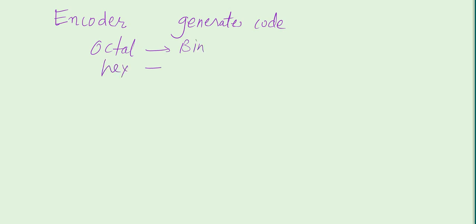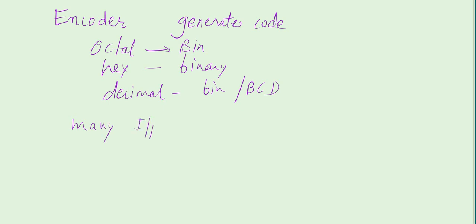Encoder generates code. So there can be octal to binary encoder, hex to binary encoder. There can be decimal to binary or BCD encoder. Encoder has many inputs, but out of that only one is active. One is active at a time.